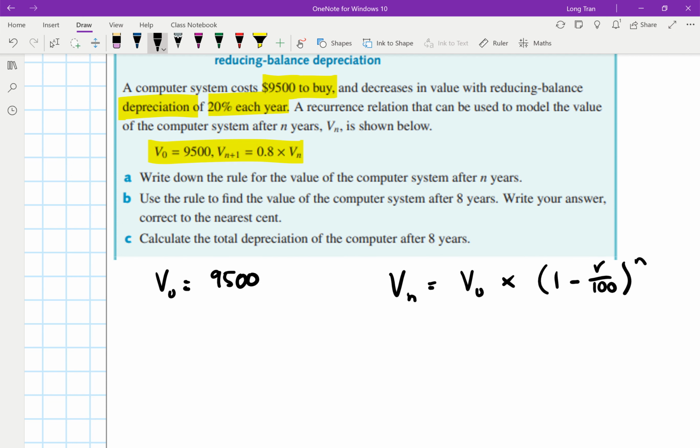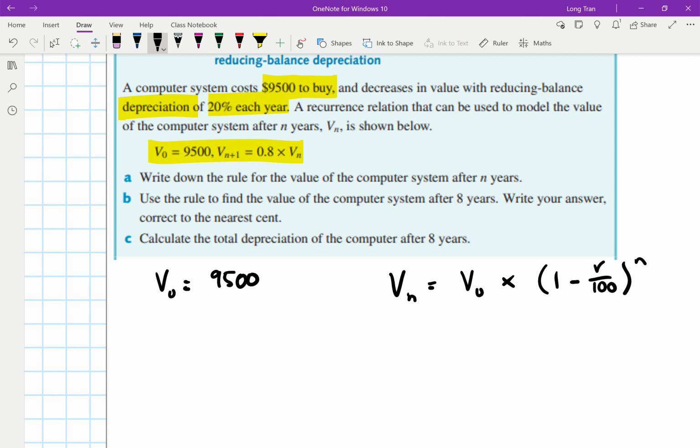N is the number of times you're going to compound that. Okay, so if it compounds every year, which is what it says here, depreciation of 20% each year, that means every year. N equals 1 means after 1 year. N equals 2 means after 2 years. Okay, this is the amount that I'll be losing over time, depreciating from my initial value. Okay, so let's put it all together.